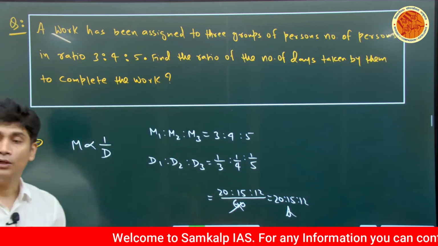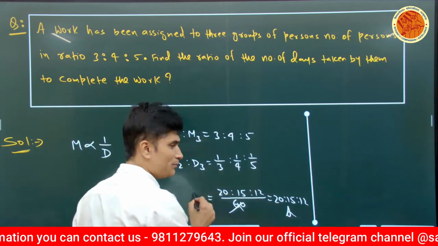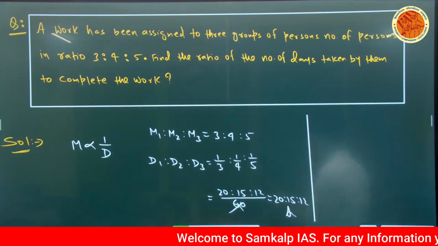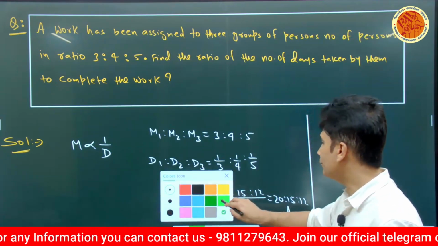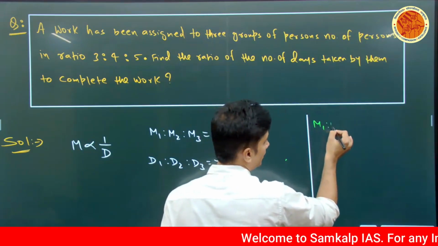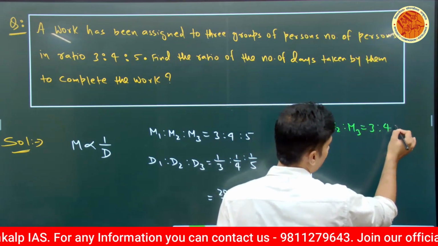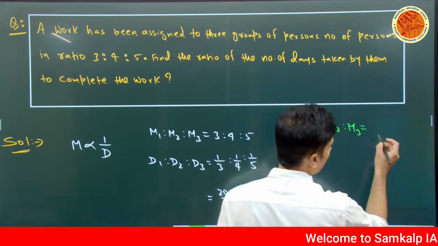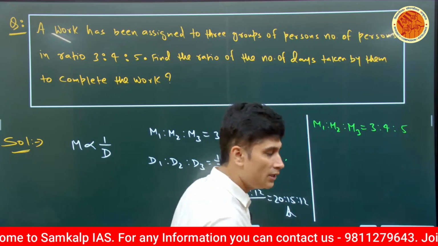Okay. Now you can ask me, sir, do we always have to do the same process? No, not always, because we'll sort it out. We'll make it fast. कैसे? अगर मुझे करना होगा तो मैं ऐसे नहीं करूंगा. What I'll do? Try to see here. Observe. M1, M2, M3 is 3:4:5, and we already know that they are in inverse relationship, right?